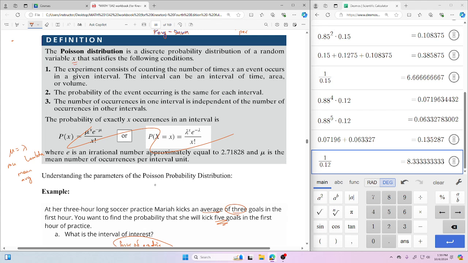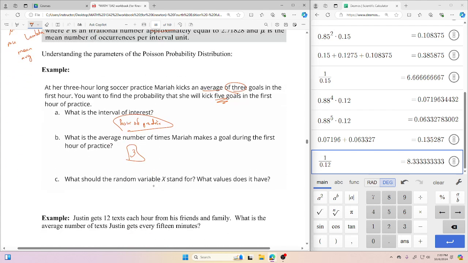Did they never say it was... Oh, here it is. Counting the number of times, x times, that an event occurred. So this would be goals. X is goals. But I'd rather go and do that.